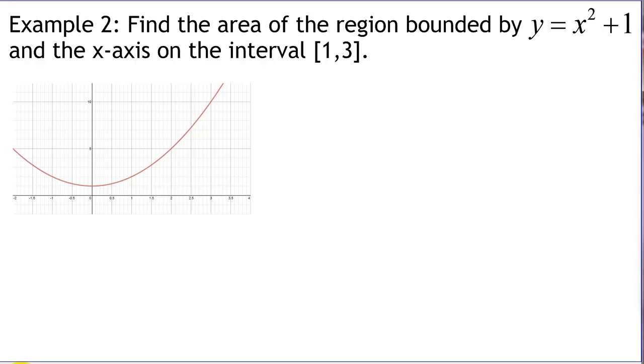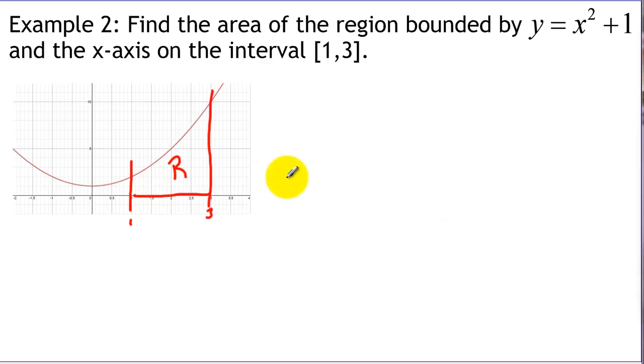Now let's look at an area problem here. So I've got a function here, y equals x squared plus 1, a simple parabola, quadratic function. And we're wanting to find the area bounded by that function, the x-axis, and this interval. So remember, these intervals provide our vertical lines on the left and the right. And we're bounded on the bottom by the x-axis and our function here. So this is the region we're looking at.